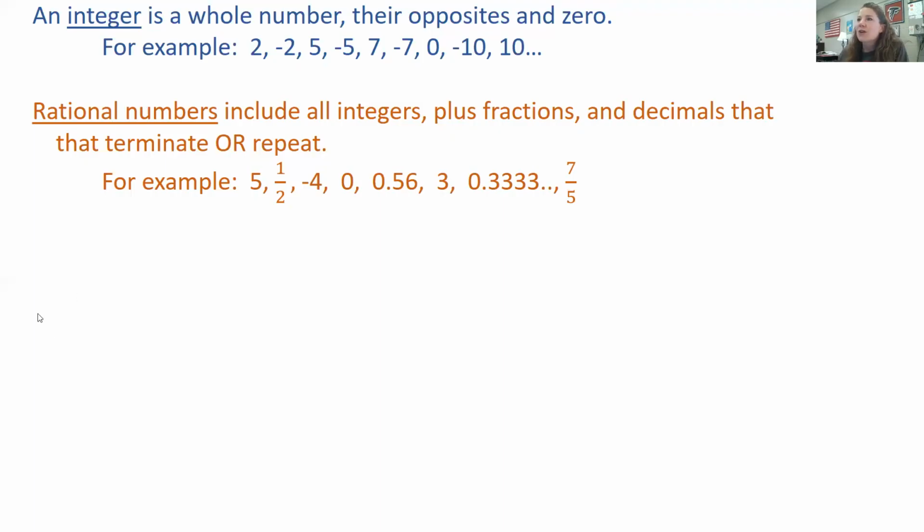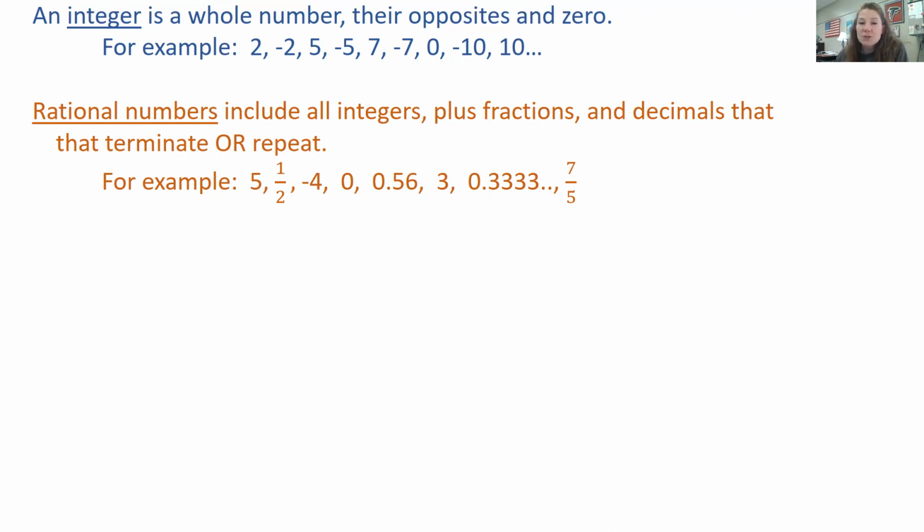All right, so first of all, I want you to know the word integer. An integer is a whole number, which is like a counting number, 1, 2, 3, 4, 5. It's all whole numbers, their opposites, and the number 0. So all of these are examples of integers. 2, -2, 5, -5, 7, -7, 0. So anyway, integers do not include decimals and fractions.